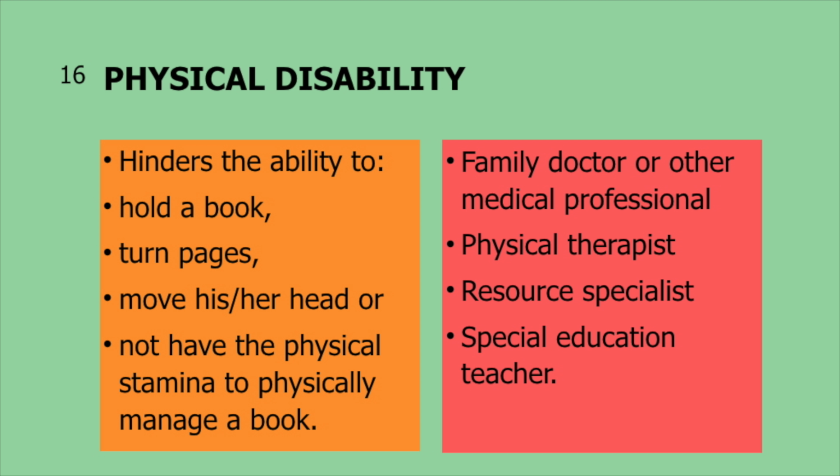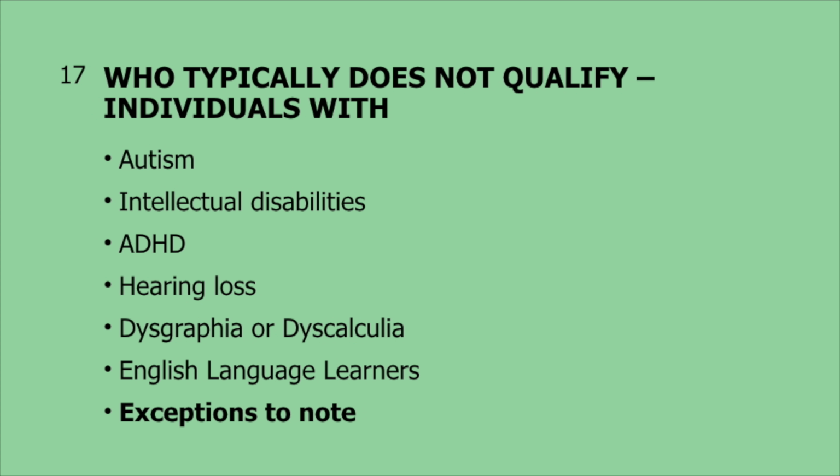A physical disability is defined as a disability that hinders the student's ability to hold a book, turn pages, move his or her head, or that they don't have the physical stamina to work with or otherwise physically manage the activity of reading a book. A competent authority to document proof of physical disability can be a family doctor, a medical professional, physical therapist, a resource specialist, or a special education teacher. As described earlier, Bookshare eligibility categories are defined by copyright law and not education law. So even though an individual meets the eligibility criteria under IDEA, they may not necessarily qualify for Bookshare.